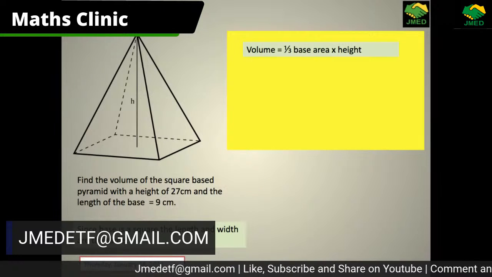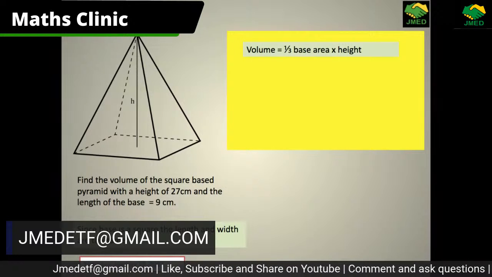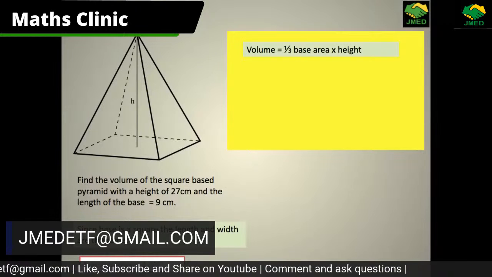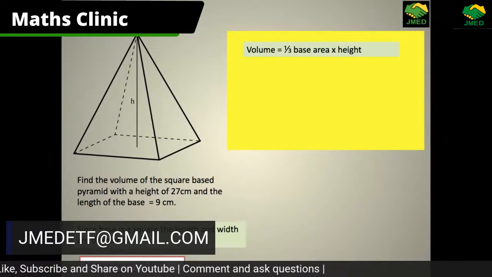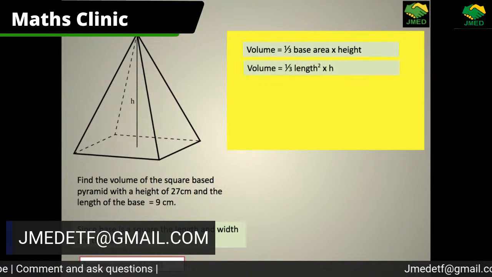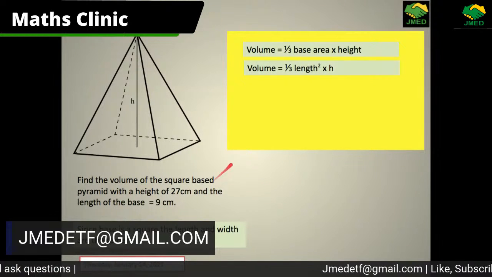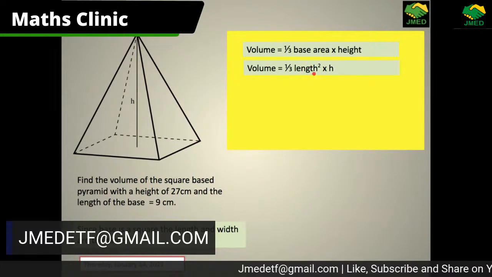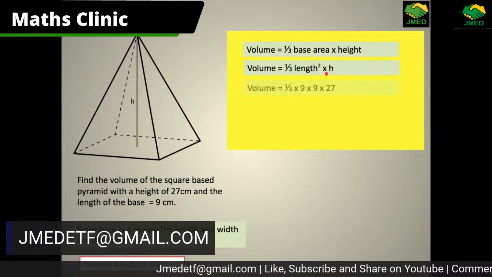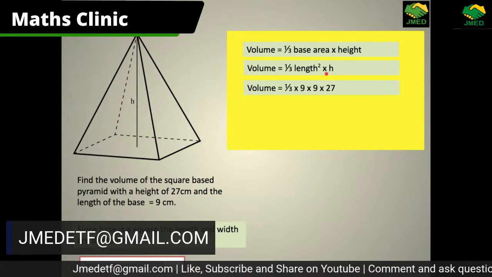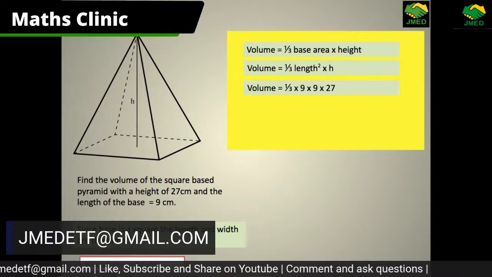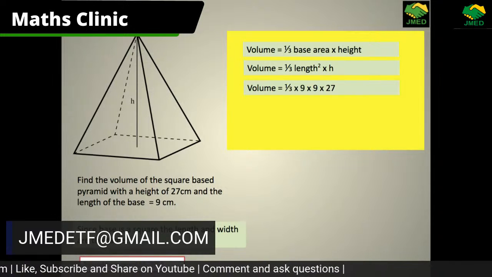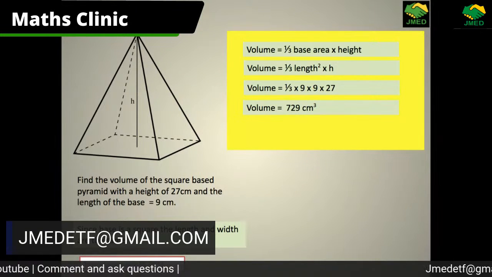All right, doesn't matter what the shape of the base is, as long as you can get that vertical height, you're good. Find the base area, multiply by the vertical height, you'll be okay. Substitute those values. Because it's a square, we're going to use length squared times height. Substitute 9 times 9, so 9 times 9 is 81, and then we know that the height is 27. Just do the math, and we end up with 729 cm cubed.